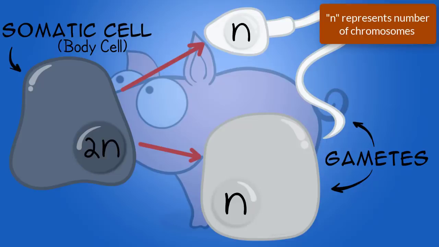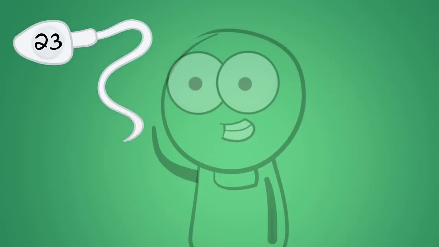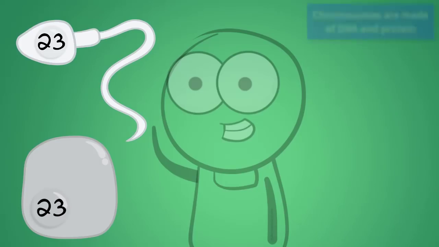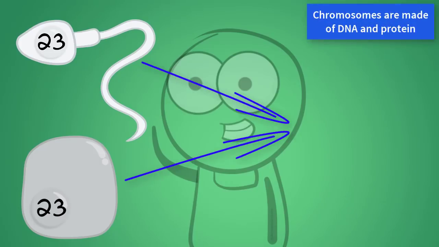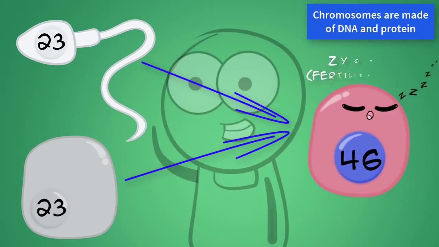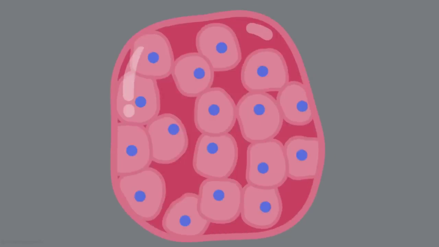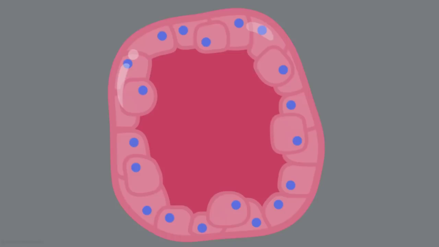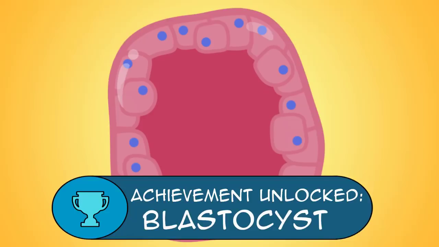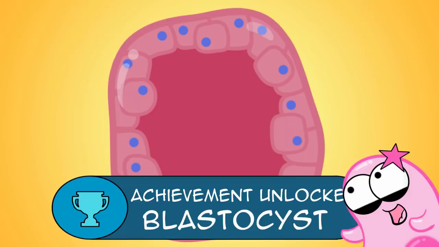Gametes typically have half the number of chromosomes as a somatic cell. So in humans, sperm and egg cells each have 23 chromosomes. When they combine, they can produce a new cell, a fertilized egg known as a zygote, which would then have 46 chromosomes. This fertilized egg can continue to divide to make more cells and more cells. Oh look, this fertilized human egg cell is a blastocyst now. Yeah, it'll keep dividing from there.